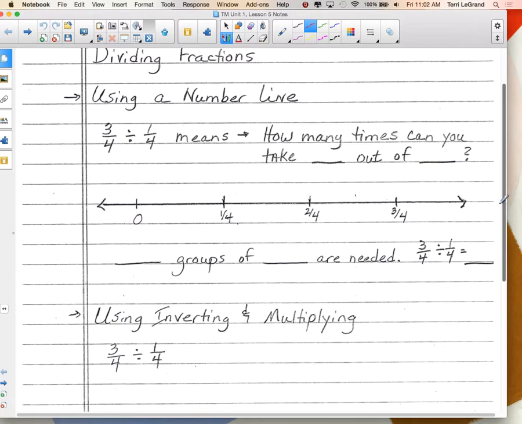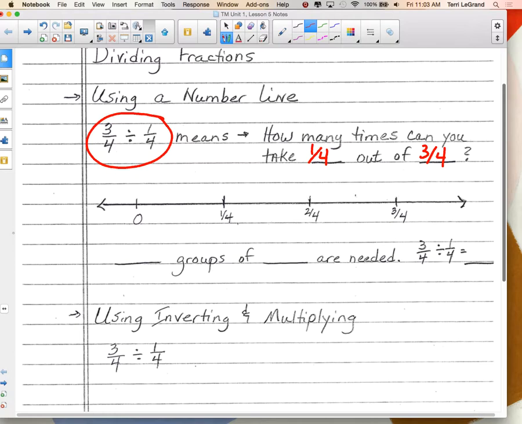So 3/4 divided by 1/4, right here. Would you circle this, please? 3/4 divided by 1/4. That really means how many times can you take 1/4, the number you're dividing by, how many times can you take that 1/4 out of 3/4? Or in other words, how many 1/4 are there in 3/4? How many are there, Sylvia?